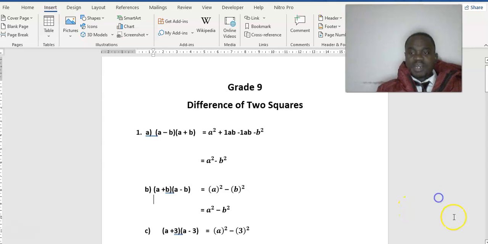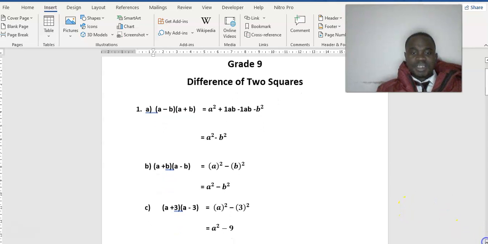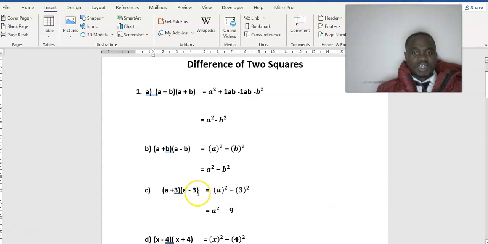Alright, let's do another one. It's easy. Difference of two squares. Now if I have (a plus 3)(a minus 3), what is it going to be? A into brackets all squared minus 3 into brackets all squared. So a squared minus 3 squared, and 3 squared is what? 9. Let's press that on the calculator and see.